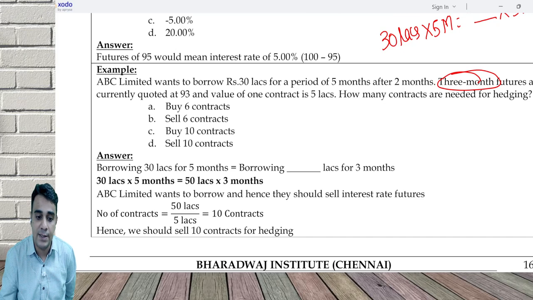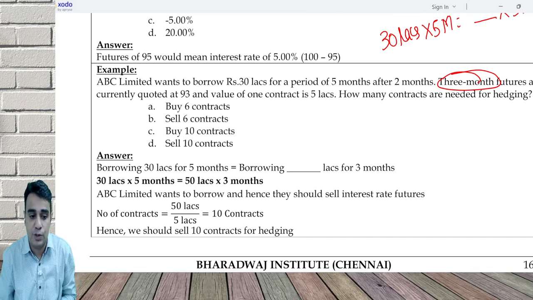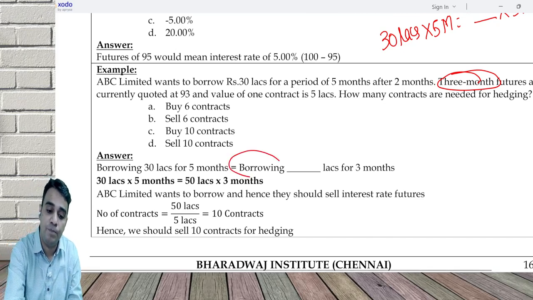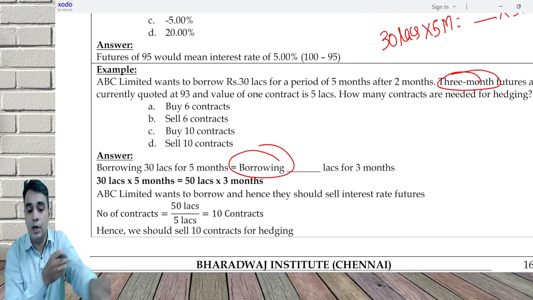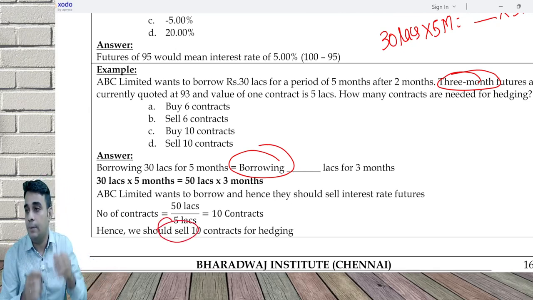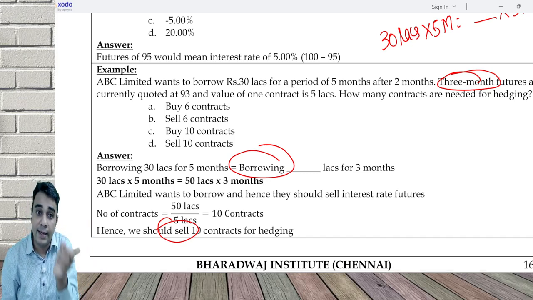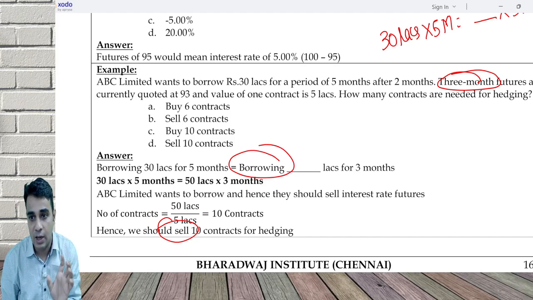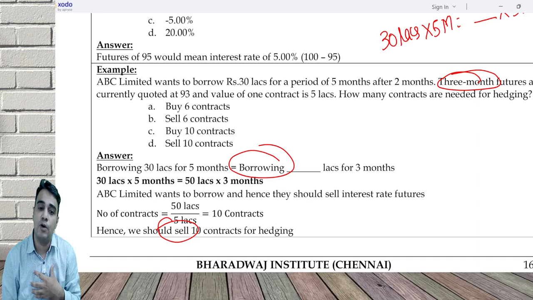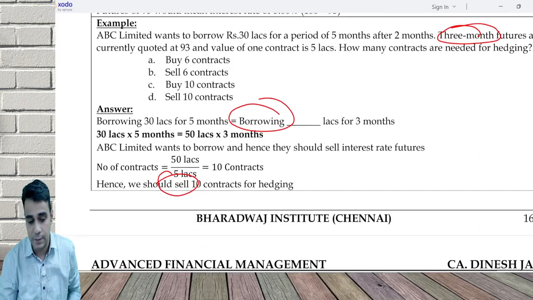Now one important part is in case of futures, if you are borrowing money, you will be selling the contract. In FRA, if you are borrowing money, you will be buying the FRA. In FRA, borrowing is equal to buy, maybe you can remember it as B and B match. If you get confused there, we cannot do anything. In FRA, I keep getting confused, I'm being very honest with you. Borrowing is equal to buy in FRA. Borrowing is equal to sell in interest rate futures.